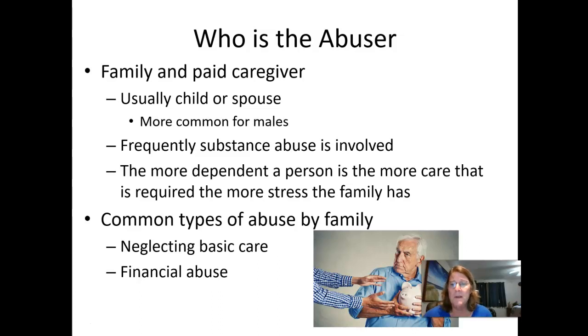Common types of abuse by family are neglecting basic care and financial abuse. Those are the two most common things that are going to happen with abuse of our elderly, and again, generally from the family member.